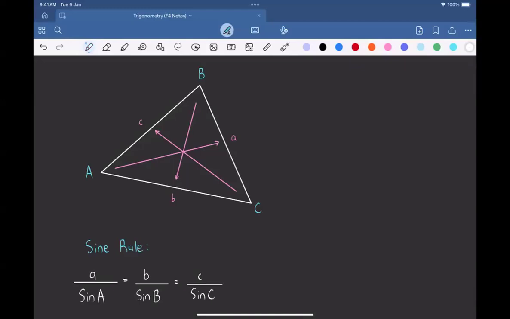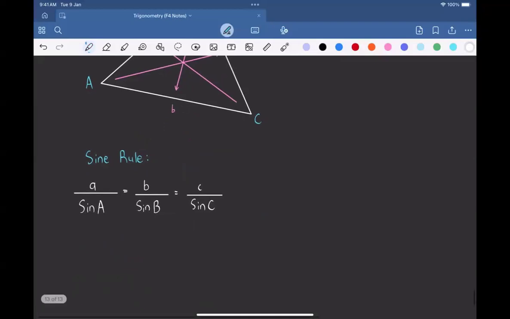Amy, have you never done this before? No. That's because this stuff we do in Form 5. But I'll do everything in trigonometry one time. So this is the sine rule.